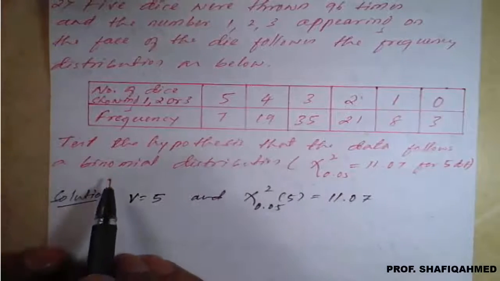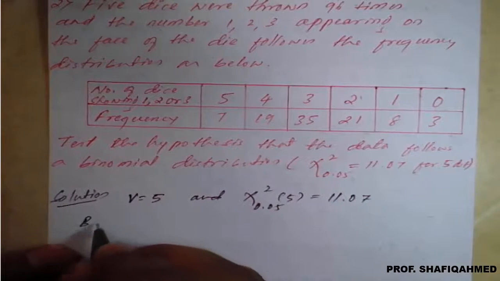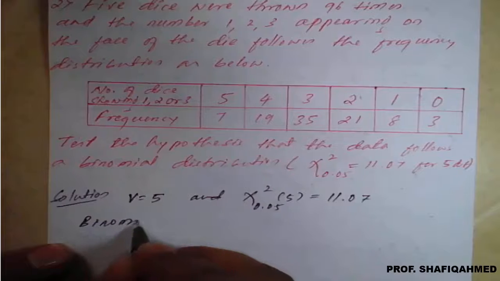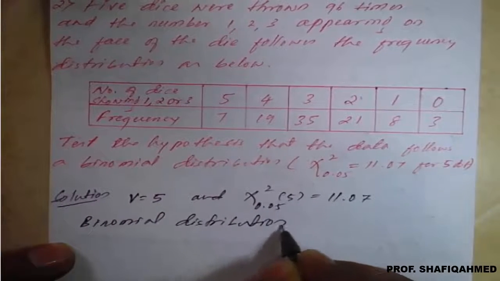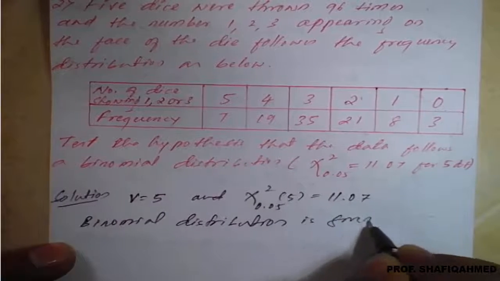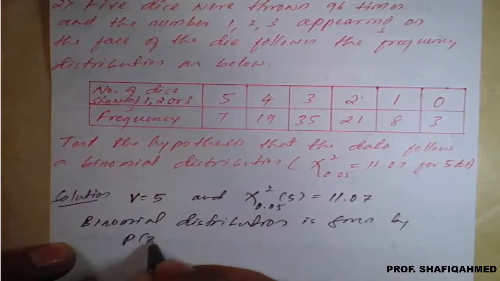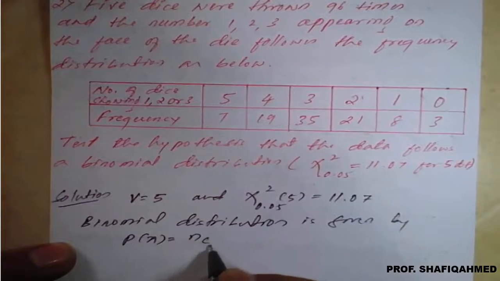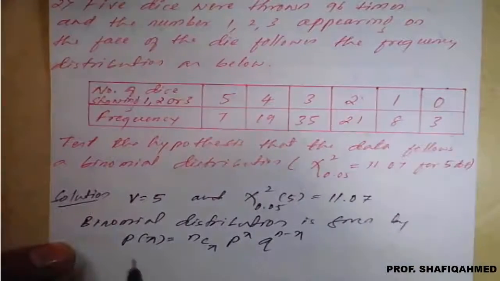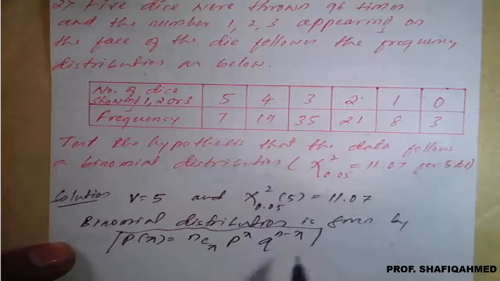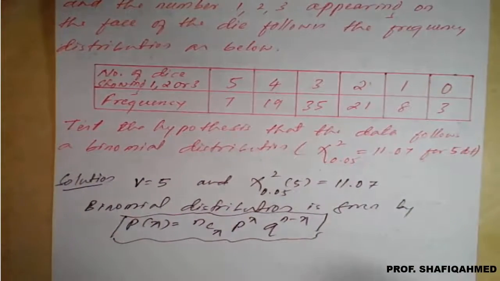Now we are going to use the binomial distribution. So we know that the binomial distribution is given by P of x is equal to nCx p raised to x q raised to n minus x. So this is the formula we are going to use as the binomial distribution, which we already know.